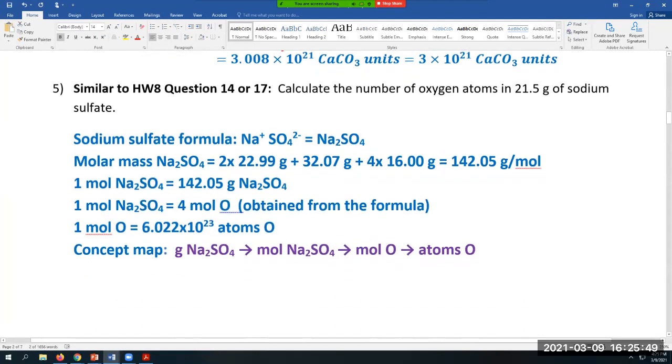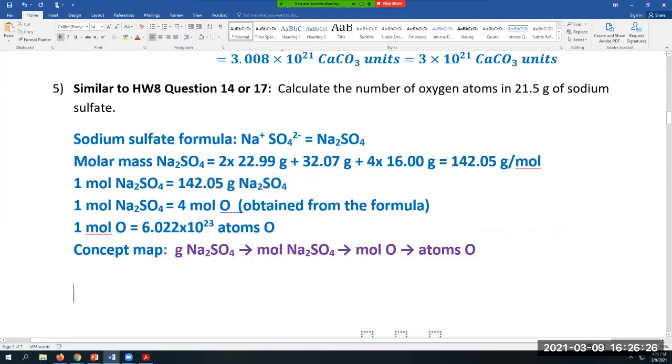And from the moles of the compound, we extract the moles of just oxygen. And then from the moles of oxygen, we can obtain the atoms of oxygen using the Avogadro number. So you can see that there are 3 arrows, which tells you we have 3 conversion factors. The last one here is the definition of the mole. The middle one here is using the formula to find the number of oxygen per formula. And then the first one is using the molar mass of the compound.